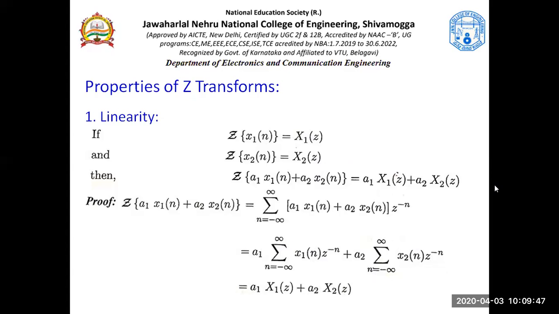So this is a simple proof we have for the linearity property of Z transform, which says that the Z transform is linear, which means that if you have a signal along with the scalar, then the scalar can be separated and the transform can be applied only on the signals. That is the meaning of this.